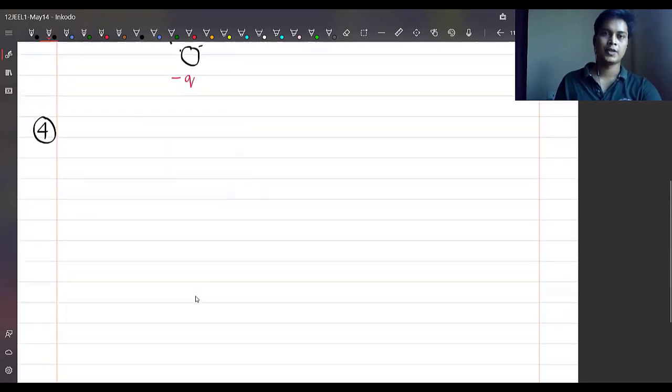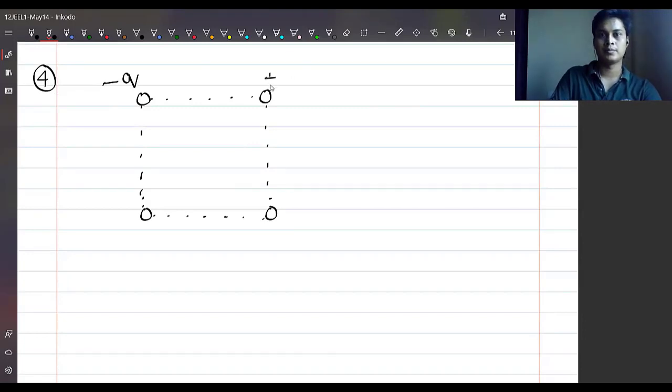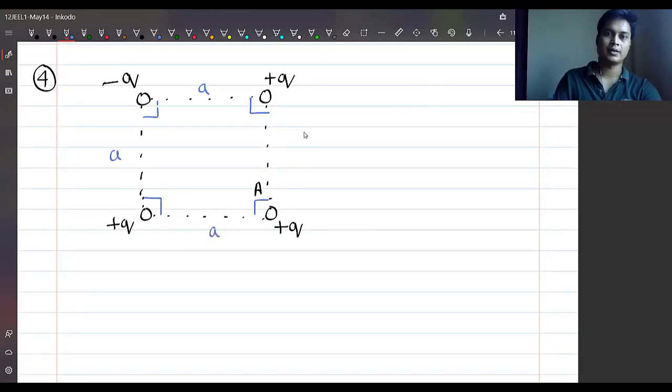Now, next question is like this. 4 charges. Charge on this is minus q. Here it is plus q, plus q. This charge is A, and charge over this is plus q. Also, this is a square of side A. So all the angles will be 90 degrees. To find force on this charge, charge A. This will be the question that you have to solve.